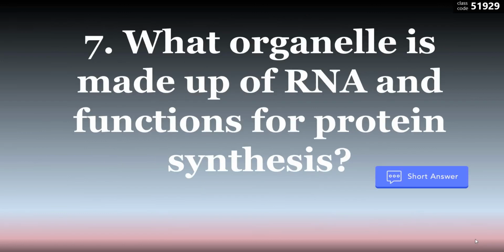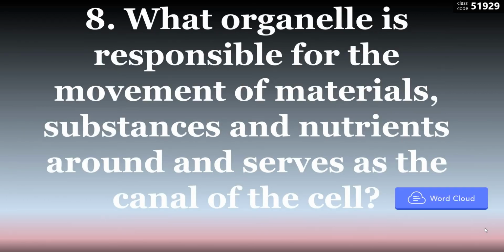Let's proceed with number 7 question. What organelle is made up of RNA and functions for protein synthesis? Go. Time is up. This is called ribosome. Okay, for number 8. What organelle is responsible for the movement of materials, substances, and nutrients around and serves as the canal of the cell? Go. Time is up. The correct answer is endoplasmic reticulum.